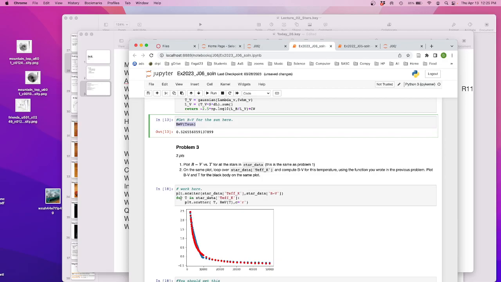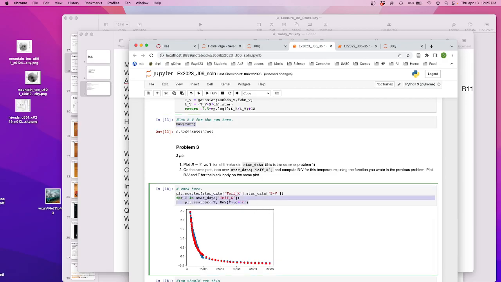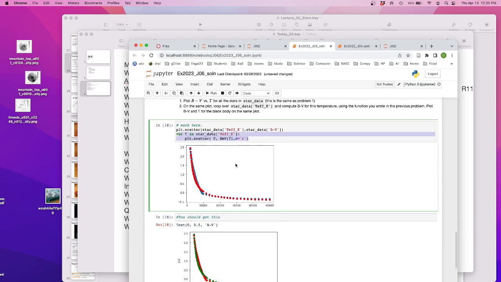And then I want you to loop over temperatures and plot the black body and the star data on the same plot. So what this is doing, you can see the black body is in red and the stars are all in blue. So you can see that a black body is a pretty good approximation to the color of main sequence stars. So we call a main sequence star a black body. That's pretty good. There's slight differences.